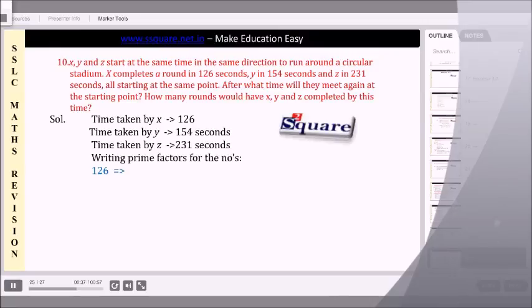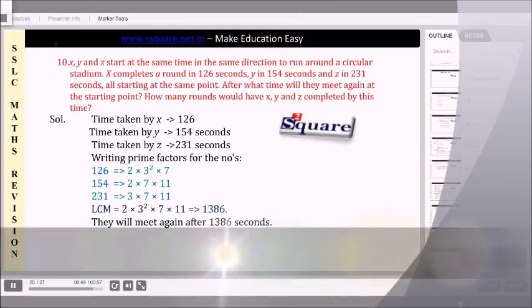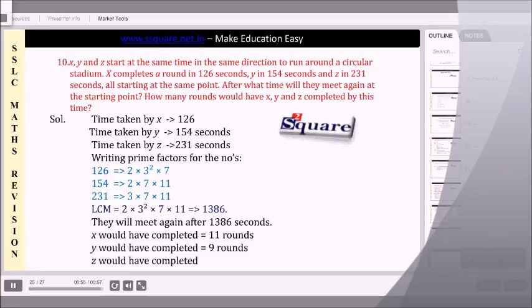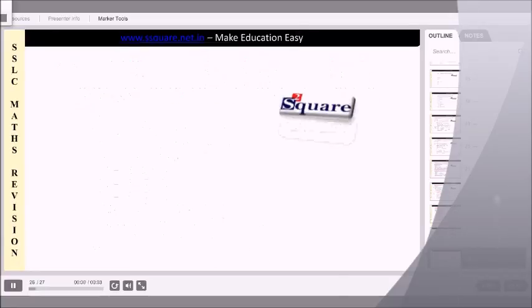So the LCM of 126, 154 and 231 is 1386. So they will meet again after 1386 seconds. X will have completed 11 rounds, Y will have completed 9 rounds, Z will have completed 6 rounds.